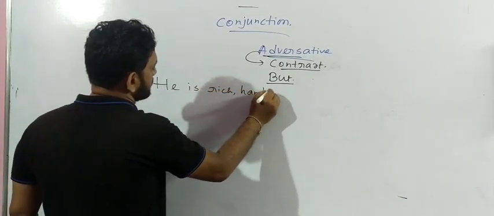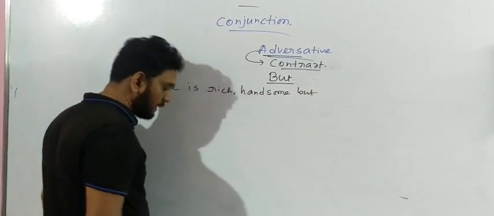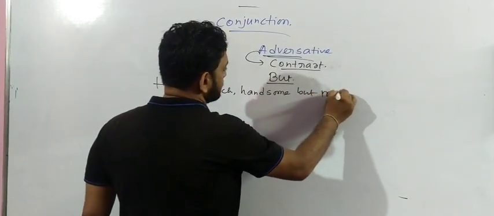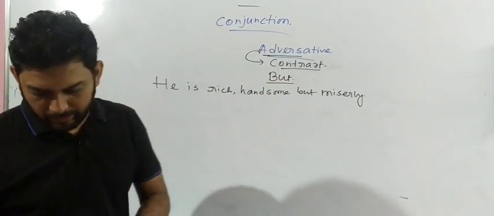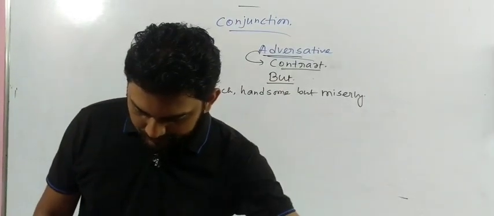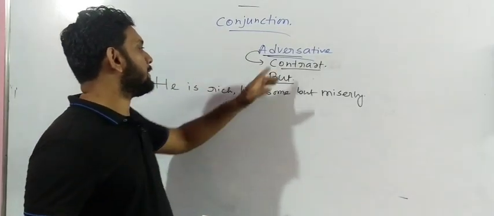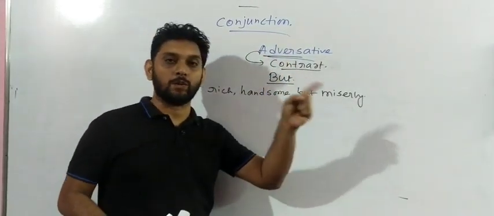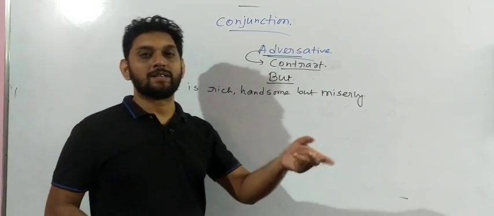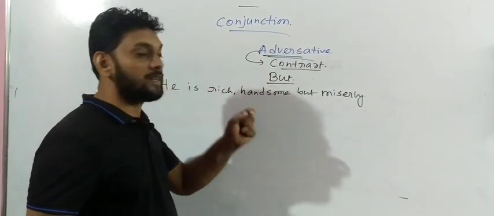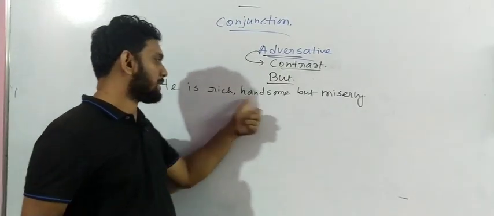He is rich, handsome, but miserly. I have written a sentence over here, please write it down. That means always remember that an adversative coordinating conjunction always gives the opposite sense, not a similar sense. I have written over here, he is rich, handsome.